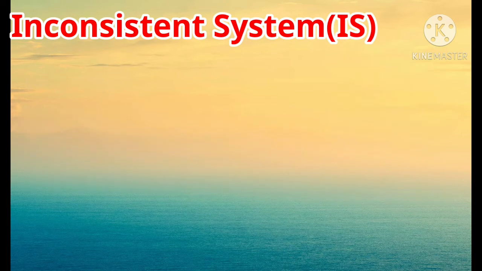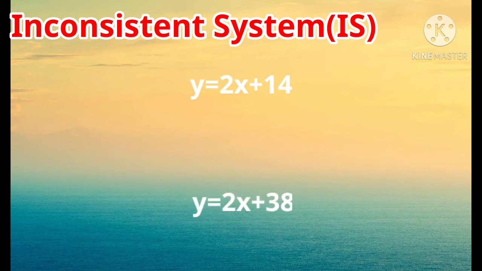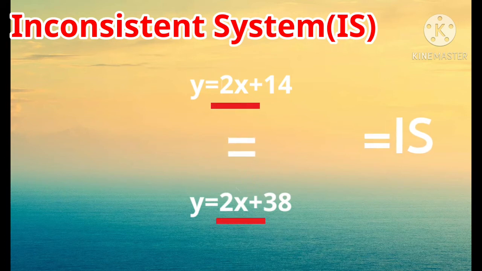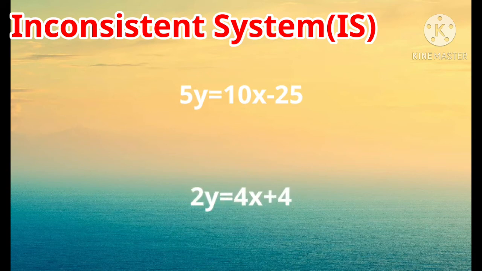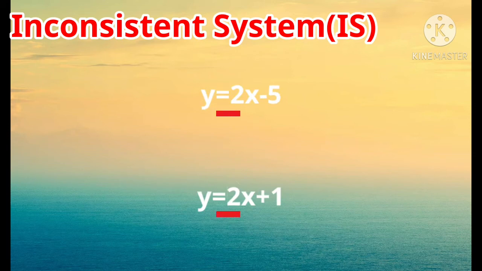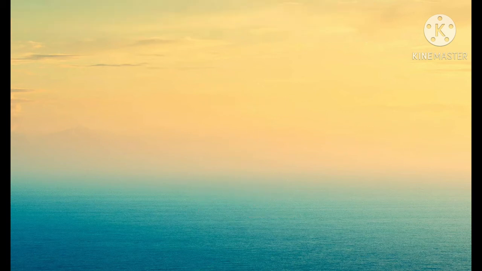An example of an inconsistent system would be y equals 2x plus 14 and y equals 2x plus 38. This system of linear equations is an inconsistent system because it fits the requirements necessary for a system to be an inconsistent system. Another one would be 5y equals 10x minus 25 and 2y equals 4x plus 4. When solving these equations, we can see that their slope values match, but their y-intercept values don't. So we can safely say that this is an inconsistent system.